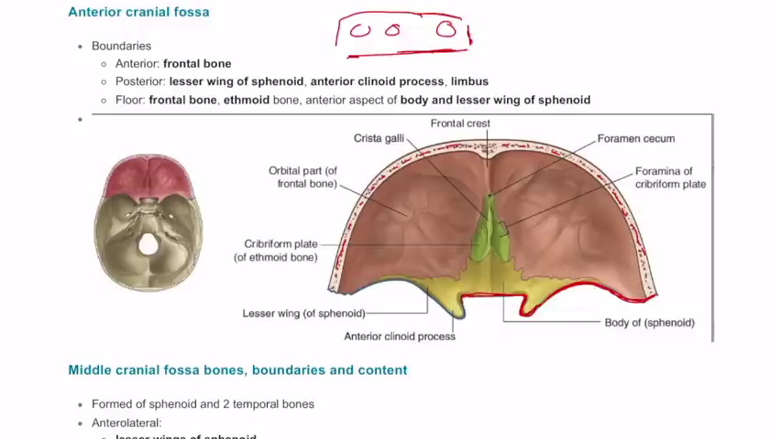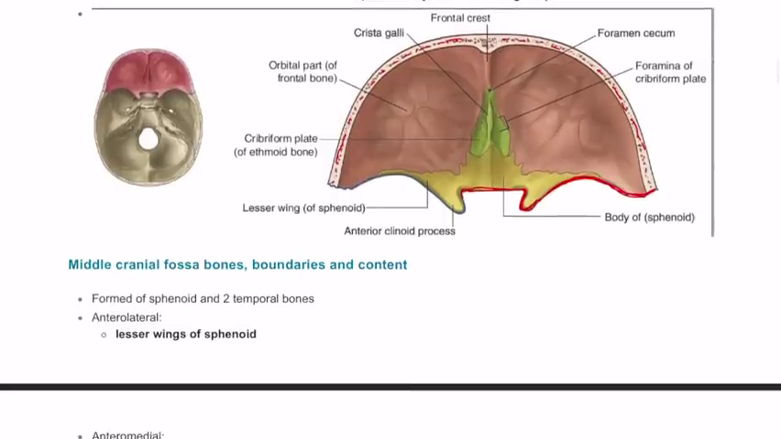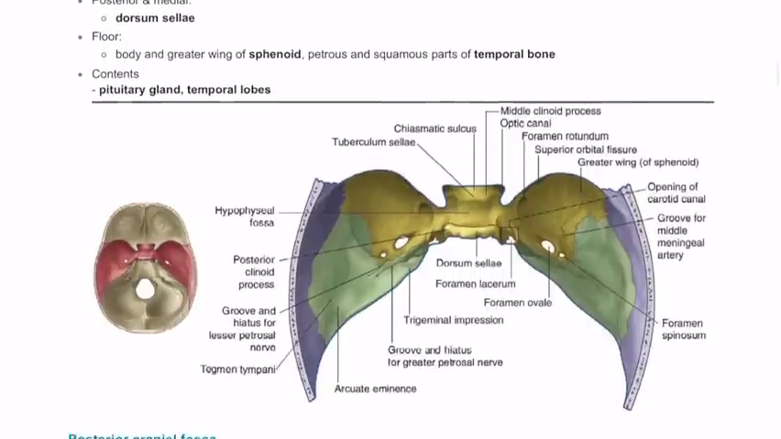And the floor is formed by the frontal bone and also part of the sphenoid bone as well, or ethmoid bone. So frontal and ethmoid and the sphenoid bone. And this contains the frontal lobe of the brain. Okay. The middle cranial fossa, which would be the next part as you look in here.